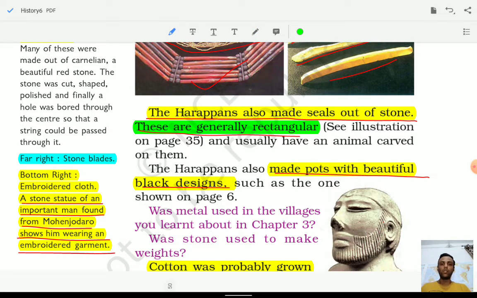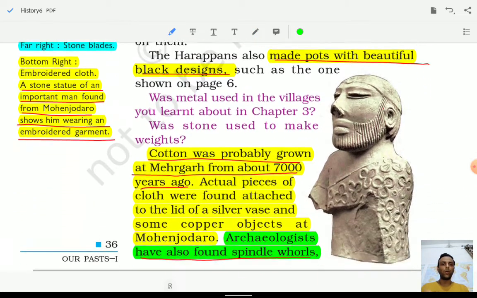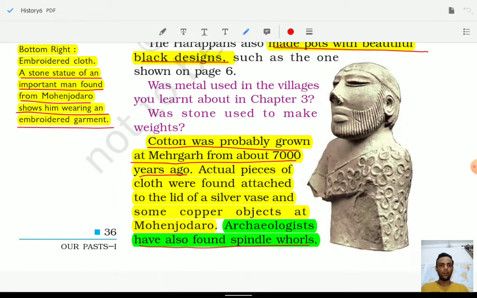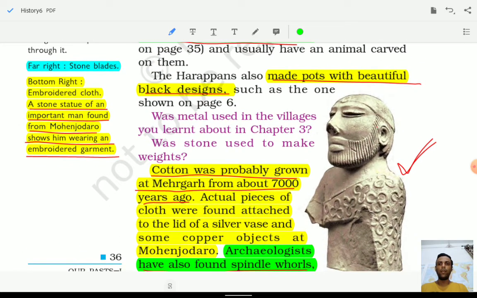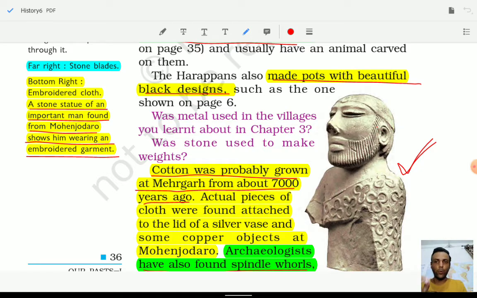They also made pots with beautiful black designs, and look at this image or statue, right? So this was the statue of the bearded priest, probably an embroidered cloth man, a stone statue of an important man, found from which location? Here the location is important. I have already marked, underlined it. So it was found where? Mohenjo-daro. So we have already seen that one important thing also found at Mohenjo-daro was our Great Bath.